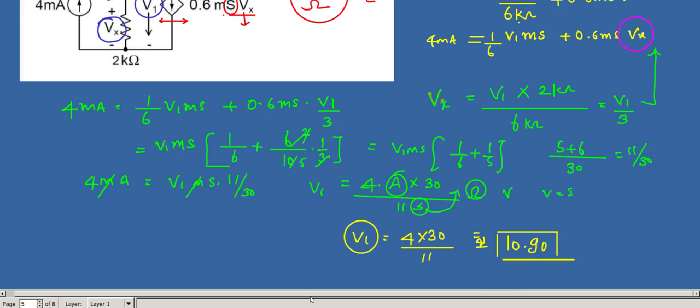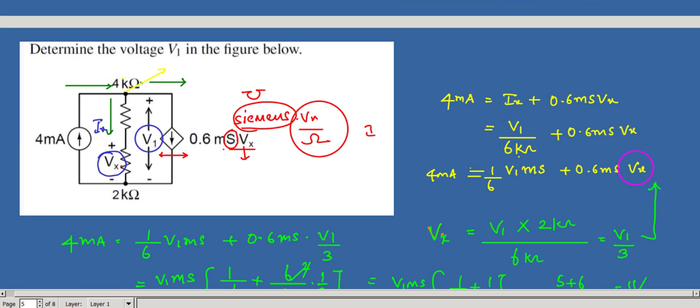So hope you understand. So if at all you have a dependent source, first solve whatever the possibility is there, first solve that unknown variable, then you solve for whatever is given in the question. Okay, let's see next question.